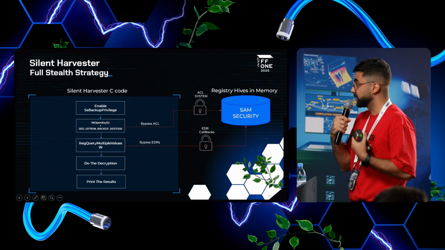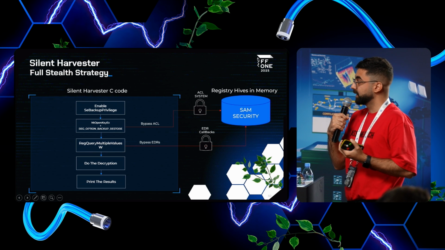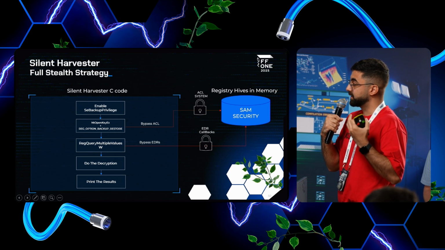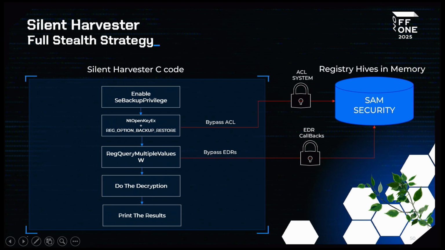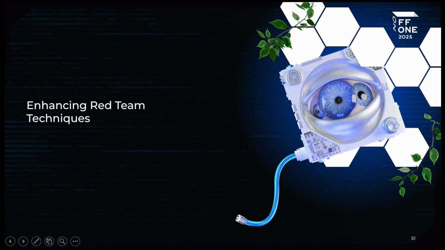So now our code will first enable SeBackupPrivilege, after that use NtOpenKeyEx with the backup/restore option to bypass the ACL. After that, we will use an uncommon API like RegQueryMultipleValues to bypass EDRs, do the decryption on the fly in memory, and after that print the results. So now, how can we use it to enhance our engagements?